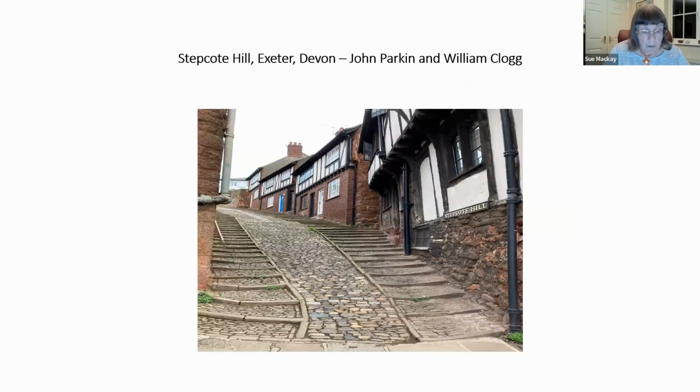And this is Stepcot Hill in Exeter, Devon. Stepcot Hill is a medieval cobbled street in Exeter that doubtless would have been well known to members of Parkin's party. John Parkin was living on Stepcot Hill when his infant daughter Isabella was buried in the adjacent St Mary Steps Church in 1818. William Clogg was living on Stepcot Hill in 1817 when his son William was baptised in nearby St John's.